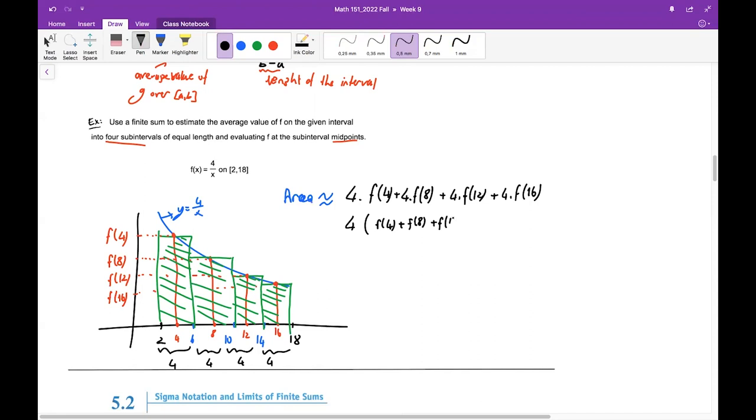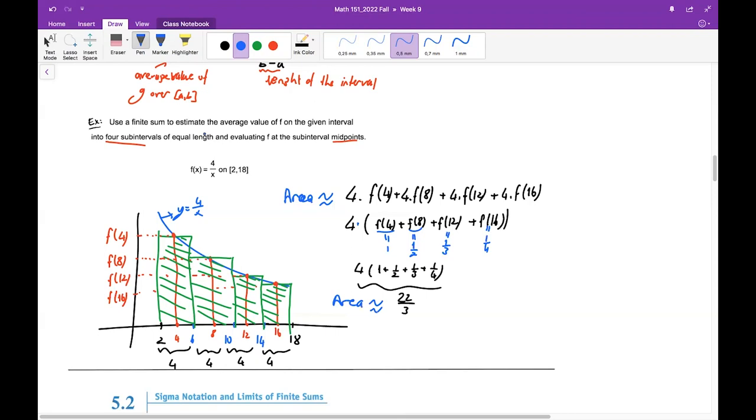Okay, what is f of 4? It is given by this function, right? This is 1, this is 1 over 2, this is 1 over 3, and this is 1 over 4. If you sum up these numbers and multiply by 4, what do we obtain? It is 4 times (1 plus 1 over 2, 1 over 3, 1 over 4). So the result is 22 over 3. So the area is approximately this number.